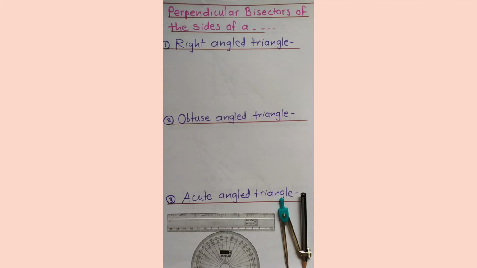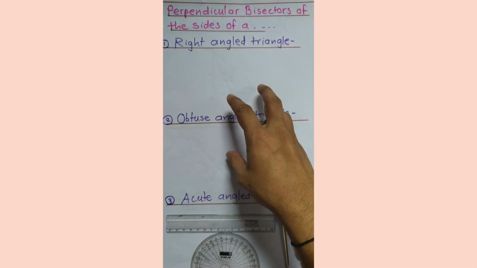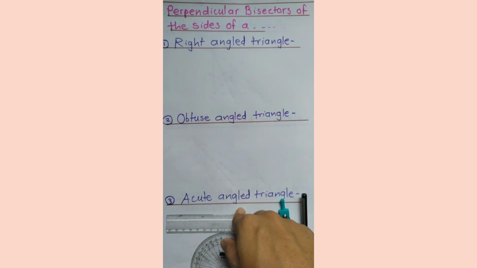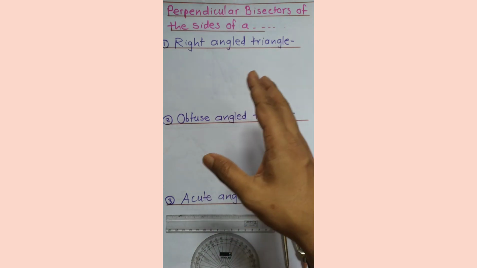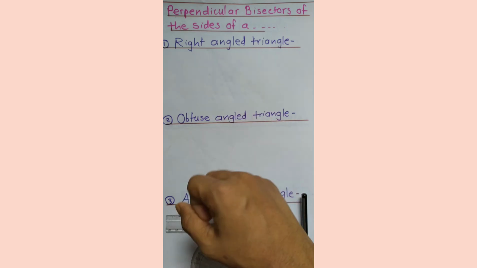My dear students, in this video we are going to learn how to draw perpendicular bisectors of the sides of a right angle triangle. We had already learned how to draw perpendicular bisector of a segment. The same method we have to apply in the case of all these triangles. For that we are going to see all three types of triangles and how to draw perpendicular bisectors of all three sides of that triangle.